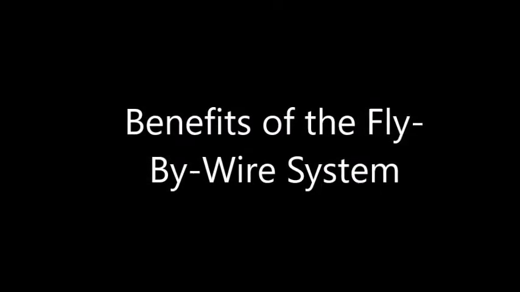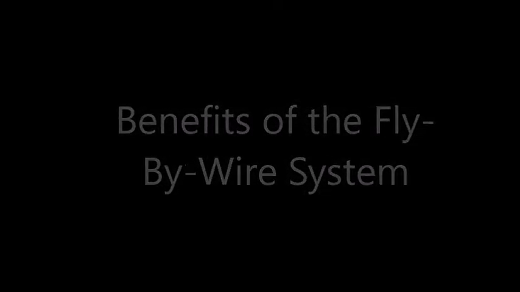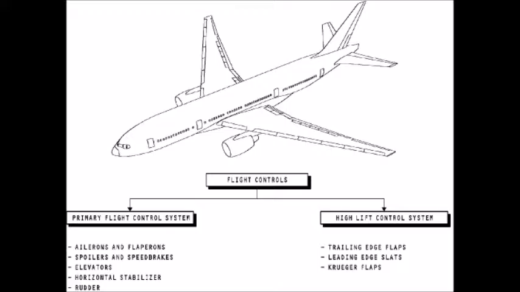The benefit of the fly-by-wire system for the Boeing 777. The fly-by-wire design of the flight control permits, first, a more efficient structure design. Second, increased fuel economy. Third, a smaller vertical fin. Next, a smaller horizontal stabilizer. Then reduced weight, and lastly, improved control and protection.